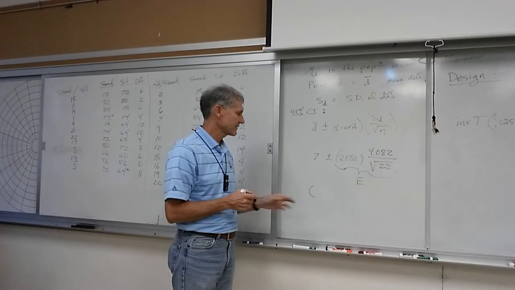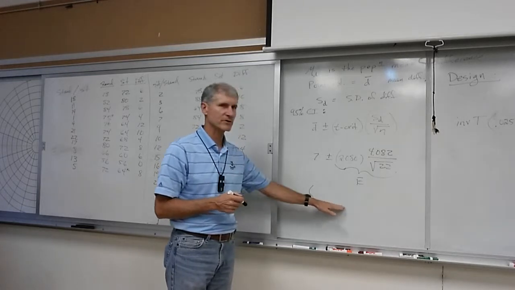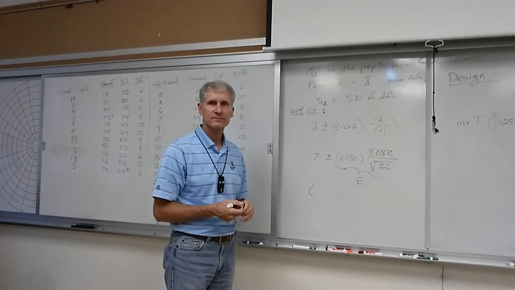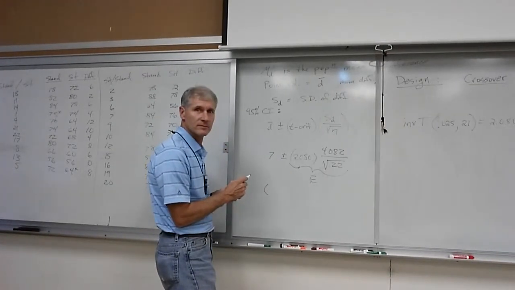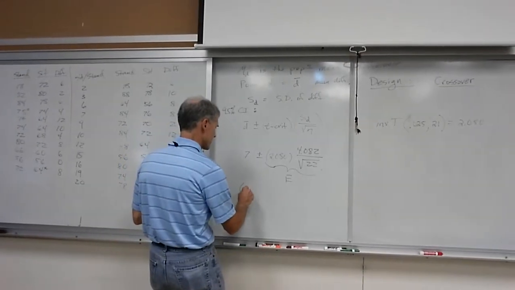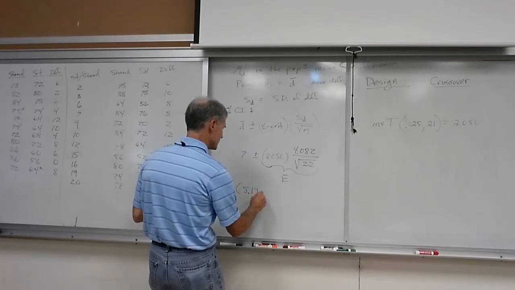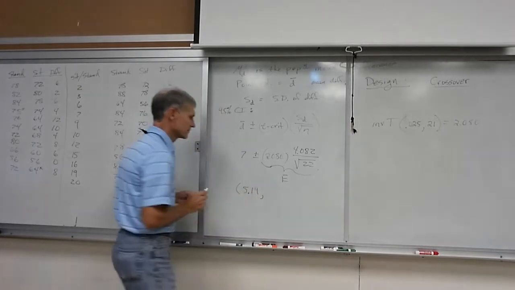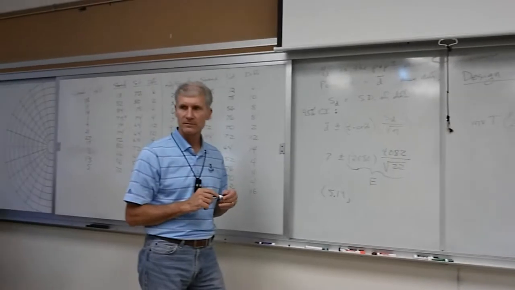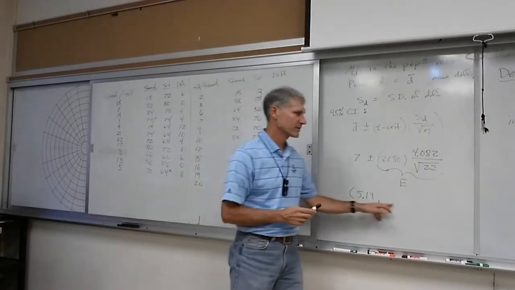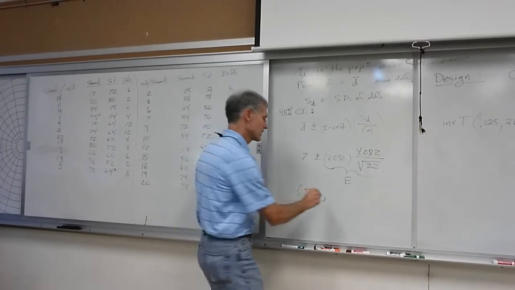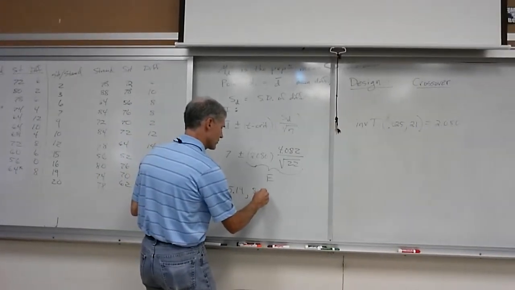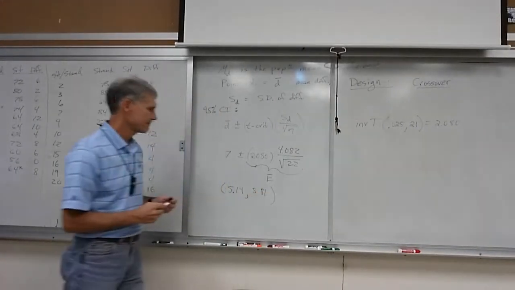Does anybody have the left bound or the lower bound yet? 5.18. I mean, it's 19, I think. Two decimal places is plenty. 5.19. I did it with the additional digits. Okay. And what's the upper bound? 8.810. 8.810. Okay.